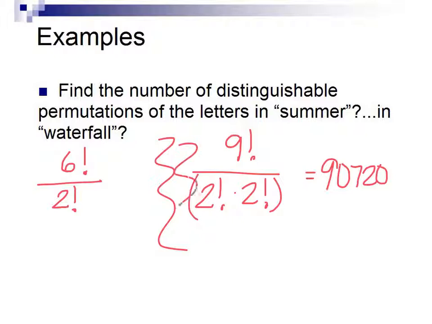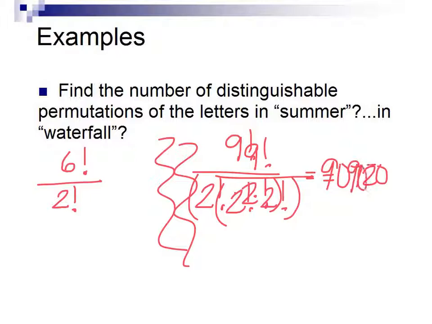All right, for waterfall you should have had 9 factorial divided by, there's 2 A's and there's 2 L's. These are being multiplied in here, so don't forget your parentheses, and you should have gotten 90,720.